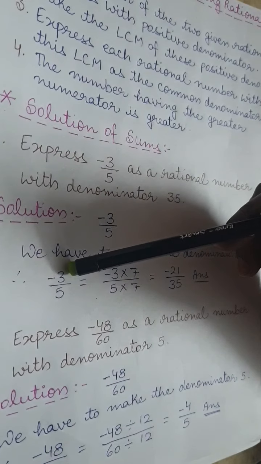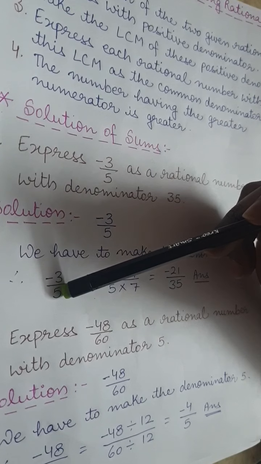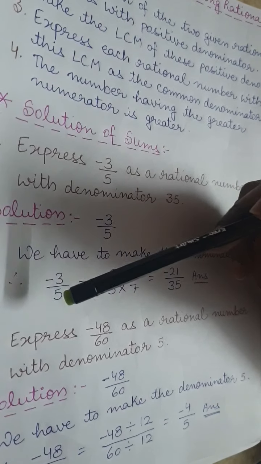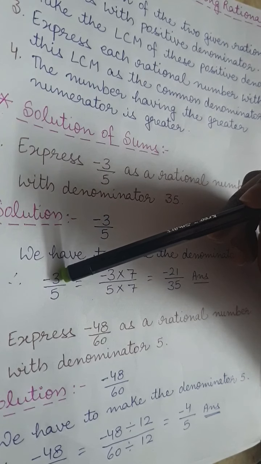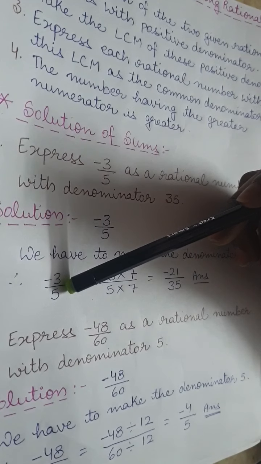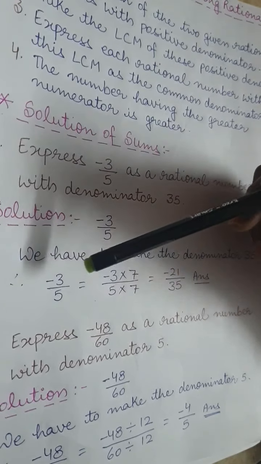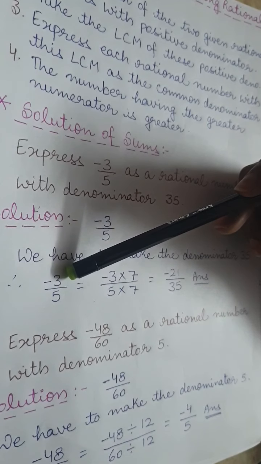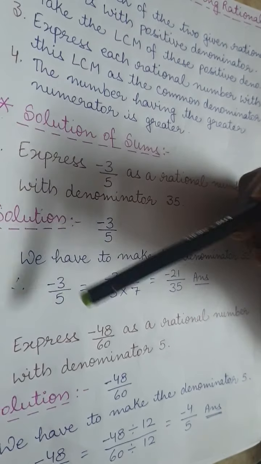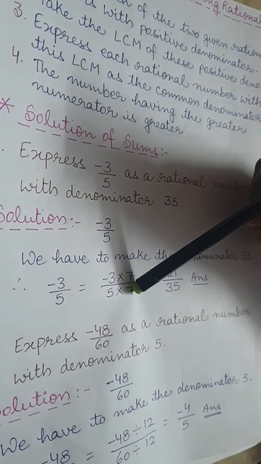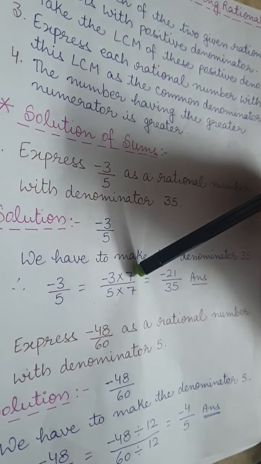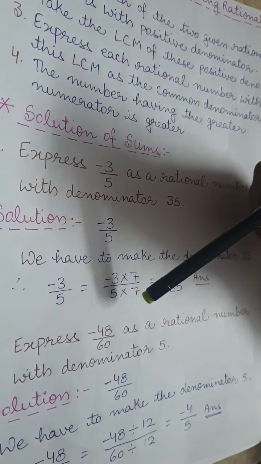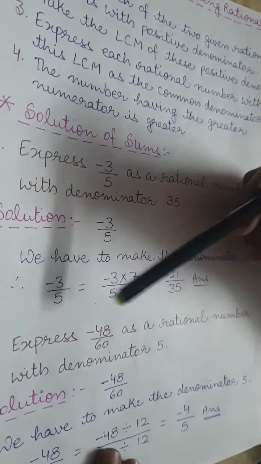In the same way, if the denominator is multiplied by a number, then the numerator must be multiplied by the same number. I am again repeating: if we are multiplying the denominator by a number, then the numerator must be multiplied by the same number. So in this example, we are multiplying 5 by 7.